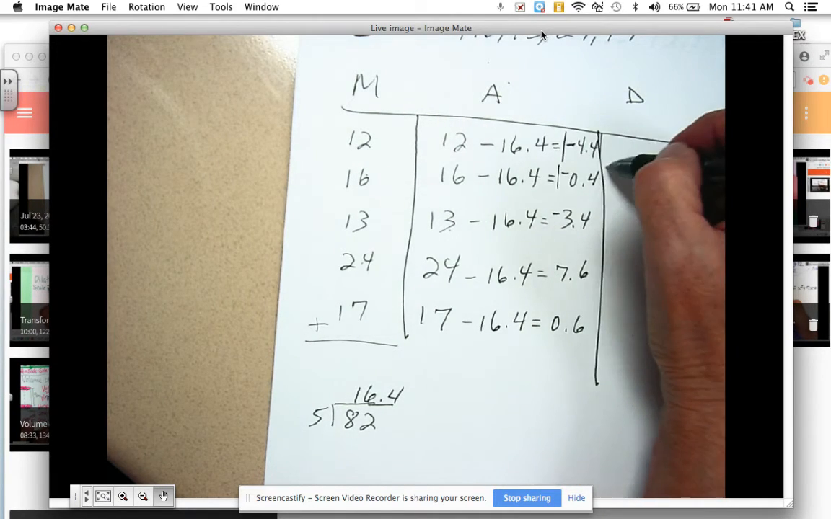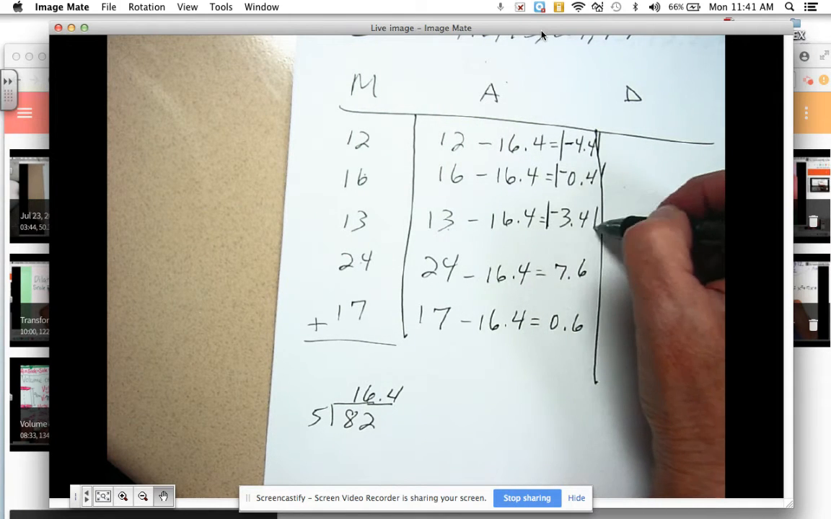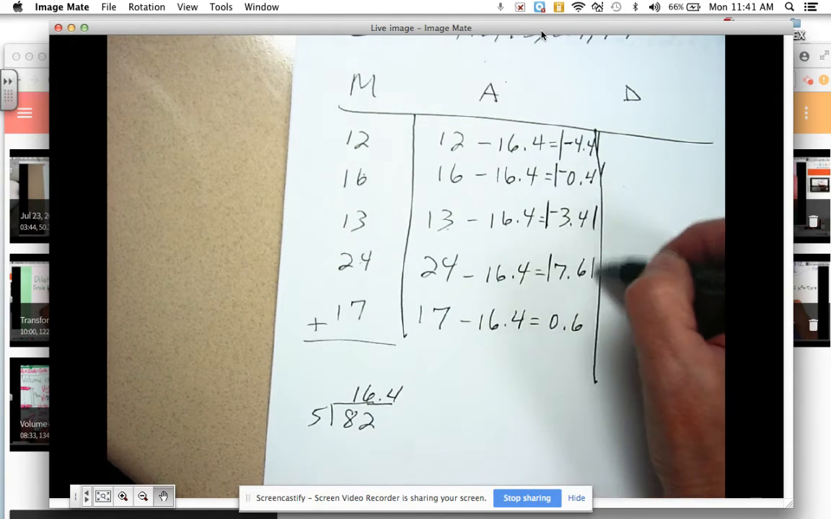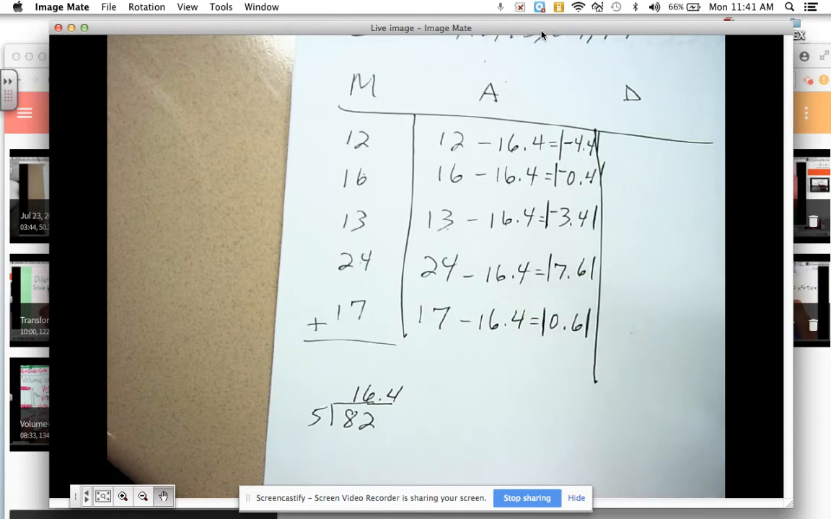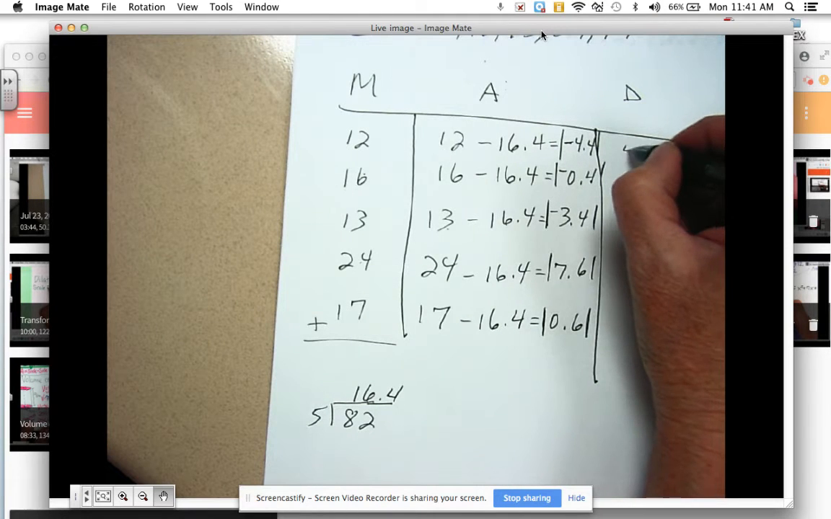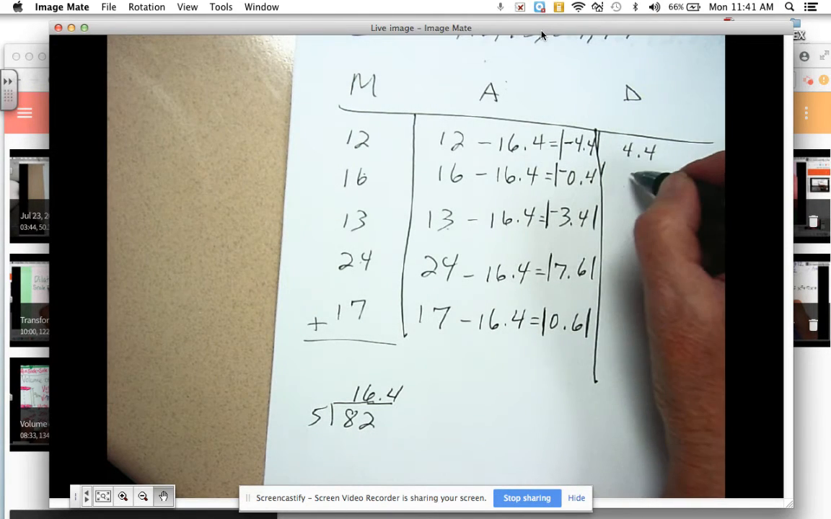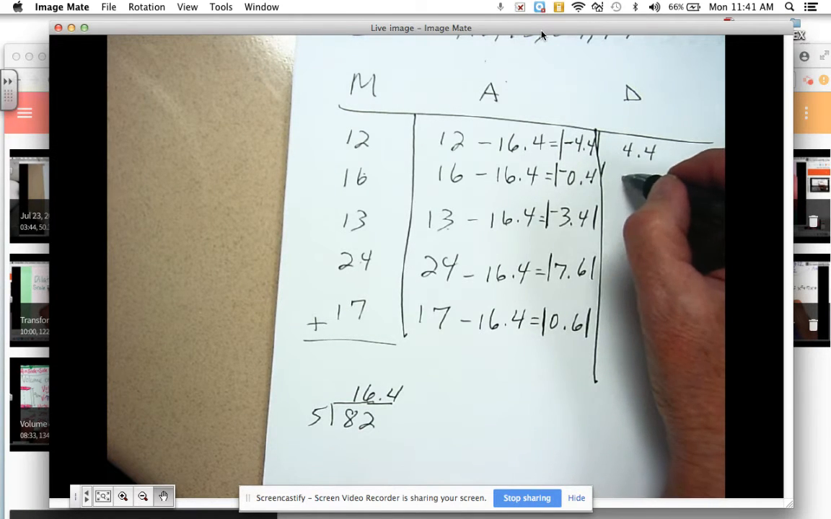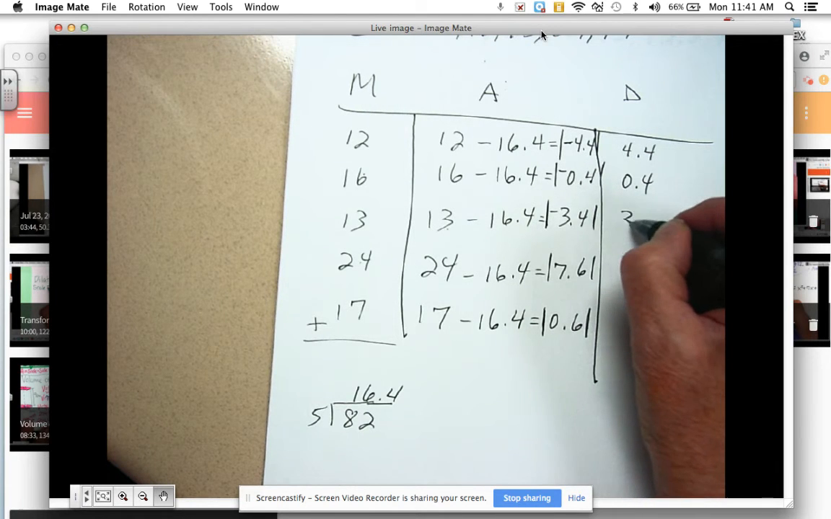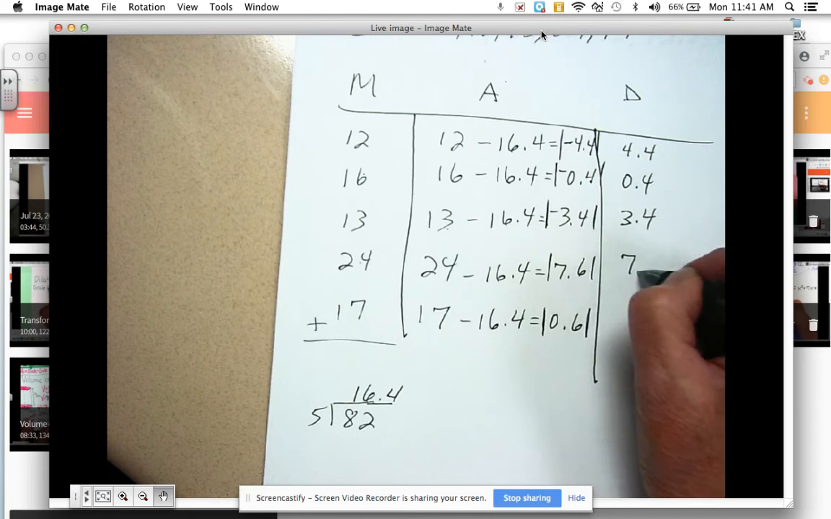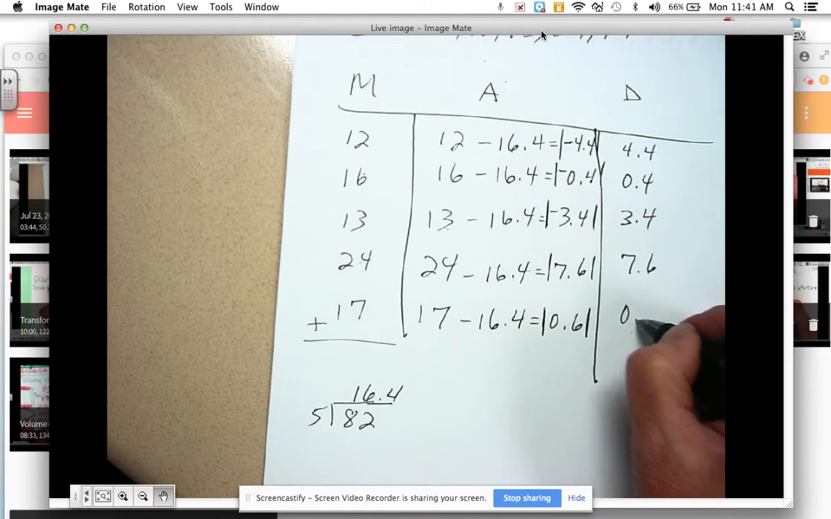We're going to take the absolute value, and if you remember, absolute value is the distance from 0. And our numbers end up being positive numbers. So we're going to rewrite the numbers here, but they're considered absolute value, not just positive form. So we have 4.4, 0.4, 3.4, 7.6, 0.6.